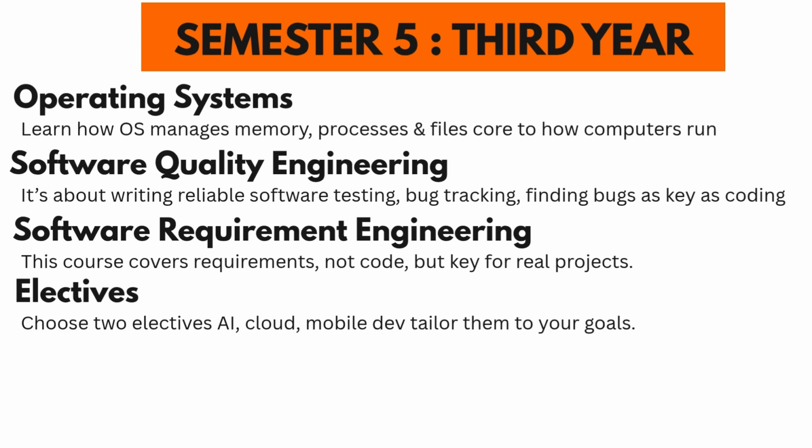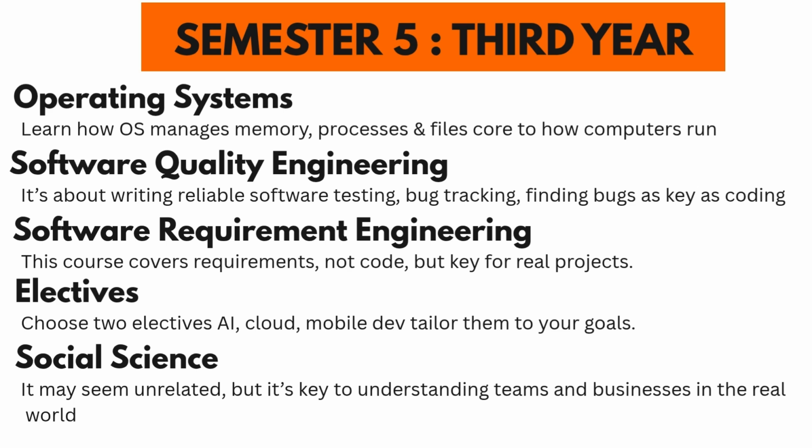Now let's talk electives. You get to choose 2 electives this semester. And honestly, this is where you start shaping your future. Whether it's AI, cloud, mobile dev, pick subjects that align with your career goals. These can seriously make your resume stand out. And finally, there's a social science subject, usually something like management. I know it seems unrelated, but understanding how businesses work, how teams operate, it all becomes useful when you're out in the real world. Welcome to semester 6.